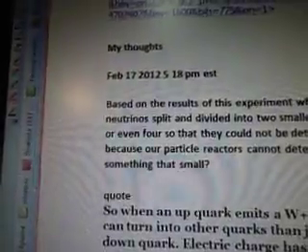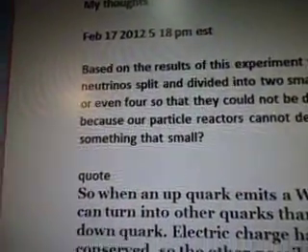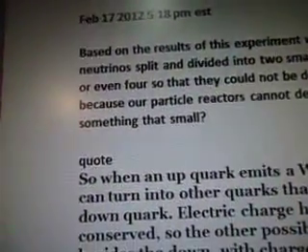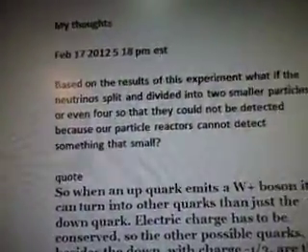At 5:18 p.m. Based on the results of this experiment, what if the neutrinos split and divided into 2 smaller particles, or even 4, so that they could not be detected because our particle reactors cannot detect something that small?